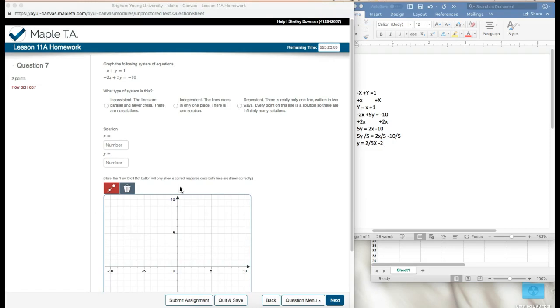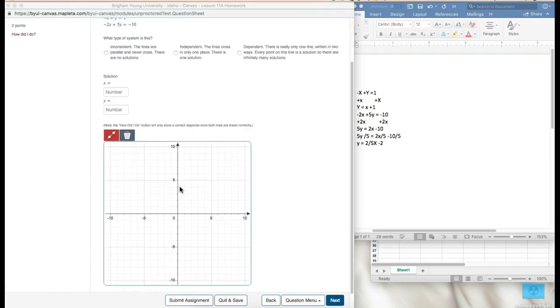Okay, so now that I have that, I'm going to go find how to graph this one. I have the y-intercept here at positive 1. So I'm going to go from here on the y-axis. Remember, it's the tall axis. Here is positive 1. And then I have a slope of 1.